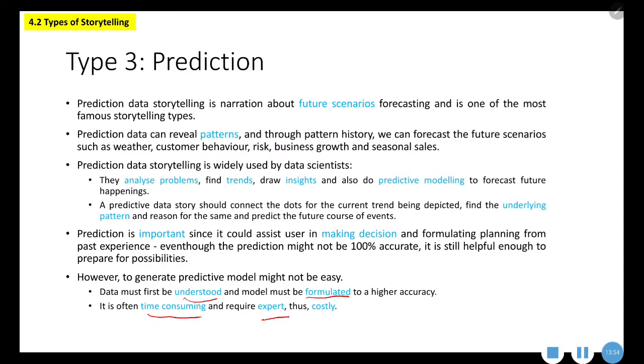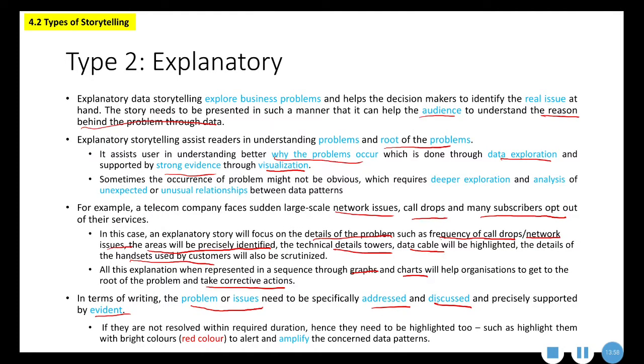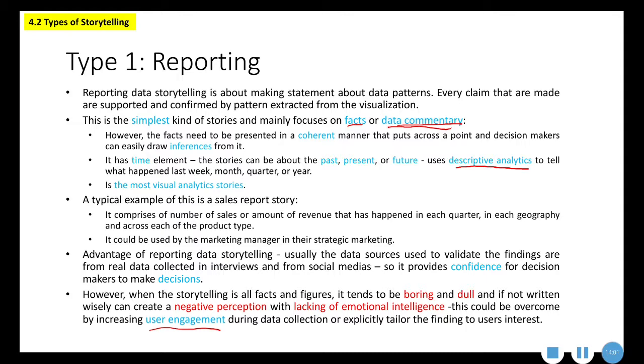So among these three types of data storytelling, prediction, explanatory, and also reporting, for your project, we are more working towards the reporting type of data storytelling. And in the next subtopic, we will discuss how to create such a report.